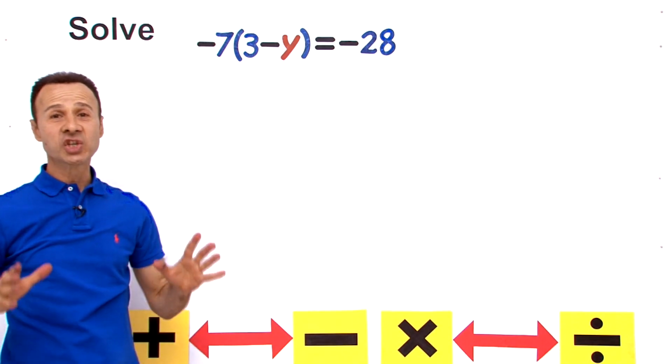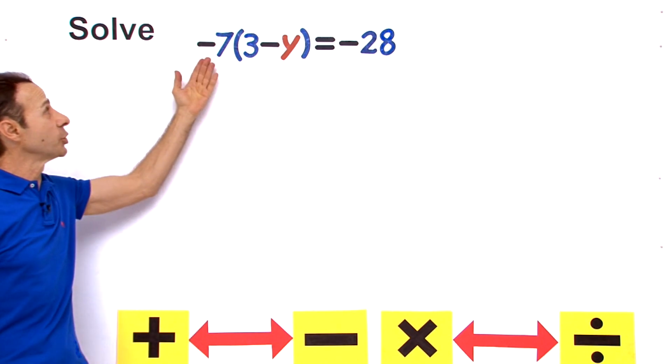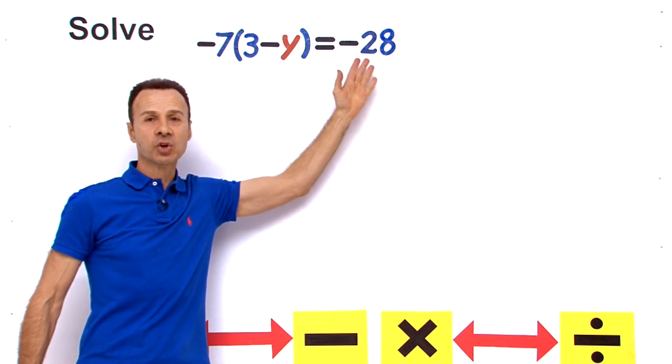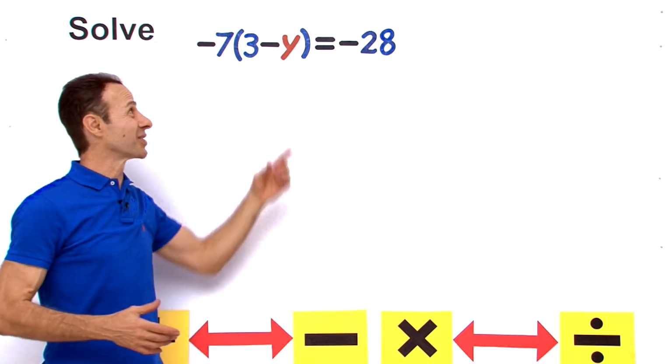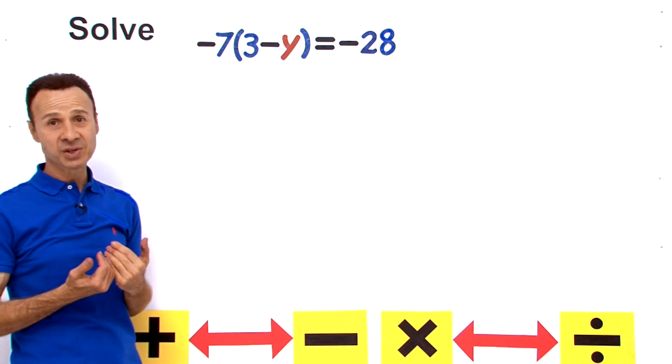Okay, we have equations with brackets. In this particular equation, we've got one set of brackets. Let me read it to you. -7 bracket 3 minus y close bracket equals minus 28. Our outcome is to solve this, and solving basically means get that variable all by itself on one side of the equation. So that's what we want to do.